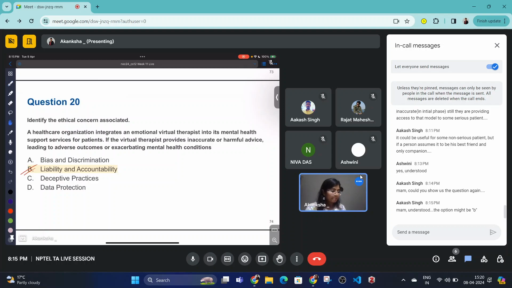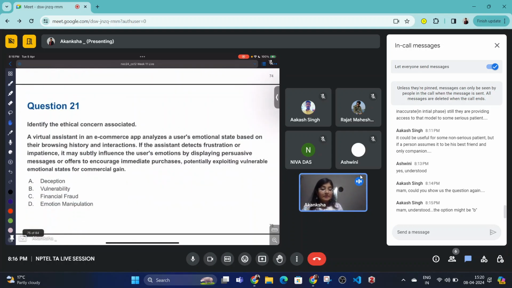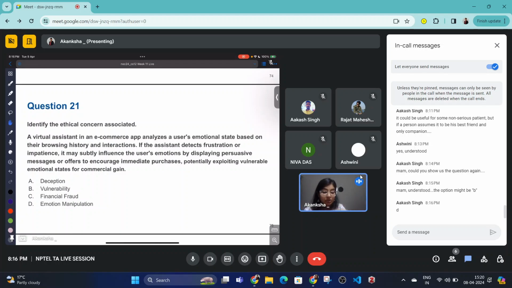Okay, next. There's another ethical concern associated. There is a virtual assistant in an e-commerce app, suppose Amazon or Flipkart, and it analyzes the user's emotional state based on their browsing history and interactions. If the assistant detects frustration or impatience, for example, I open the app and just go back, or I'm scrolling too fast, it may be a sign that I am looking for something and not finding it. I'm getting very frustrated, just scrolling like this, right?